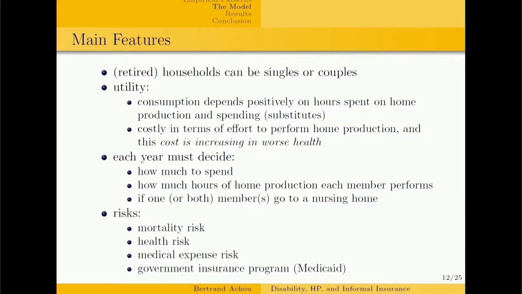The utility, and this is the novelty here, depends positively on home production and spending. Typically the idea is that the two may be substitutes, and the main substitute you think of when you have this kind of bad health shock is more home care or nursing homes.